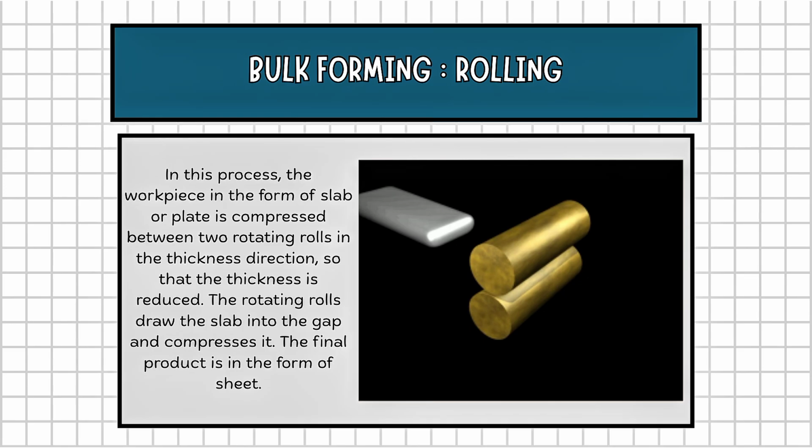In rolling, a slab or plate is passed between the two rotating rolls, and the rolls compress the metal in the thickness direction, reducing the thickness while increasing the length. And then the rolls continuously draw the metal inward, producing sheets or plates with uniform geometry. Rolling is one of the most widely used industrial forming processes, especially for steel production.